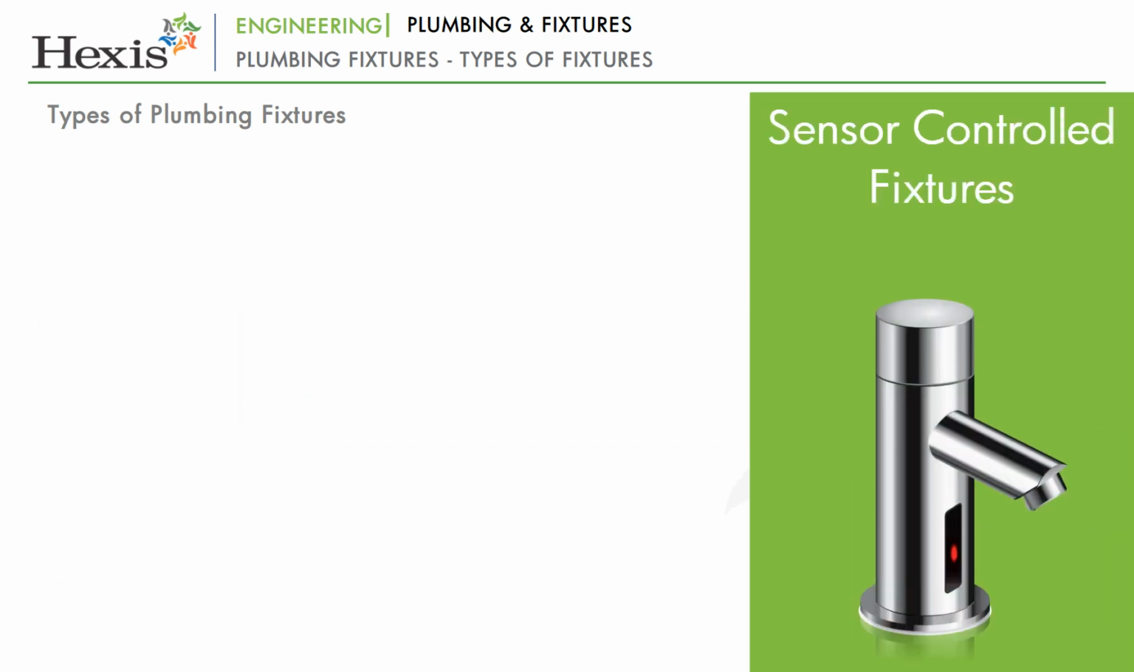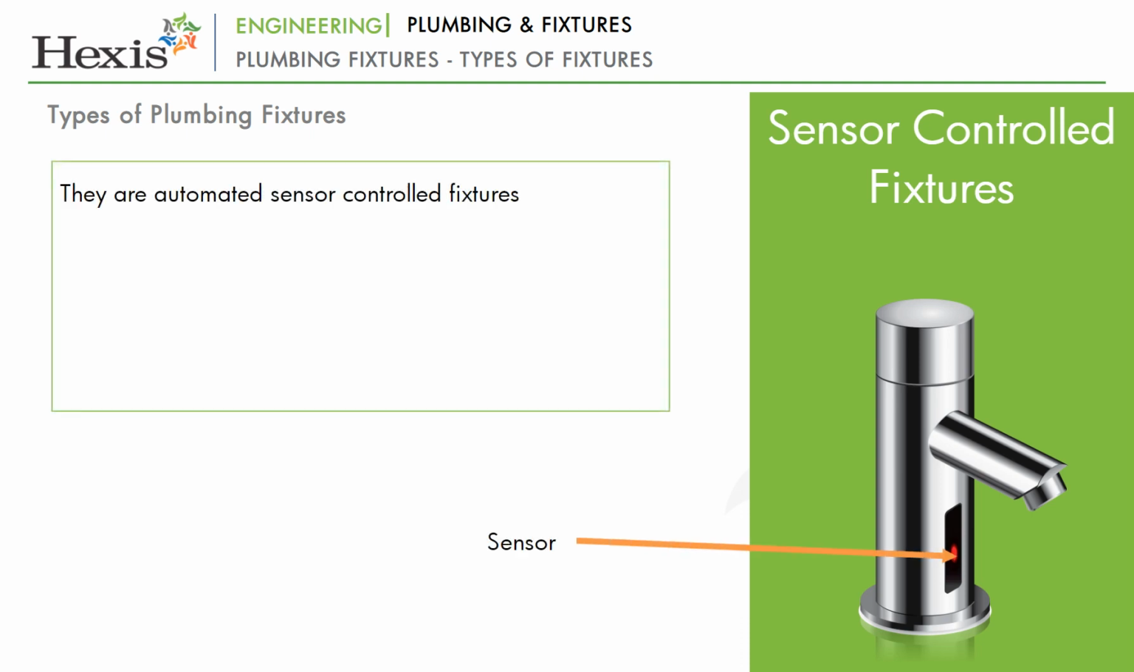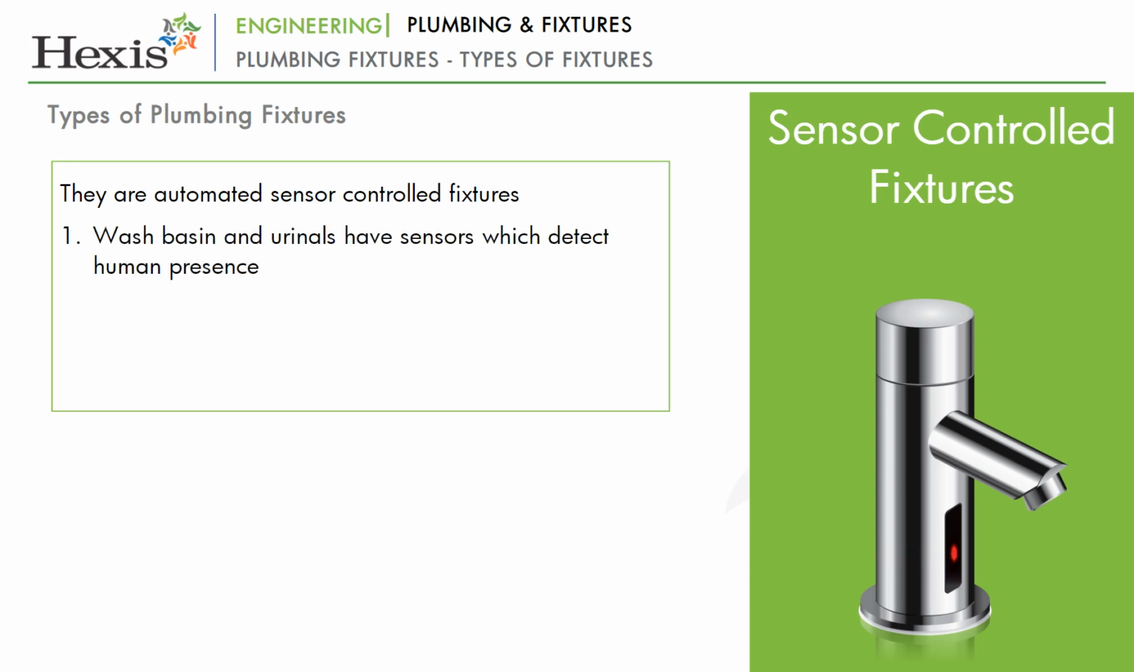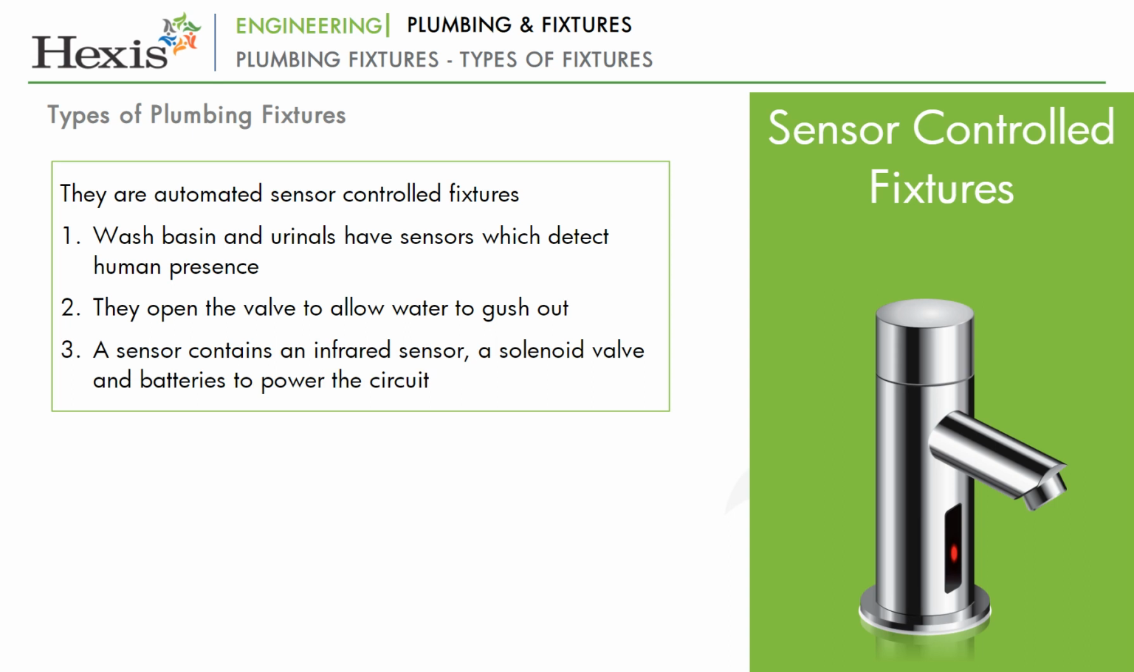Sensor-controlled fixtures. In order to conserve water as well as keeping hygiene concerns in mind, automated sensor-controlled fixtures are used in facilities. Wash basin taps and urinals are normally provided with sensors which detect the human presence and open the valve to allow water to gush out. A sensor will typically comprise an infrared sensor, a solenoid valve, and batteries to power the circuit.